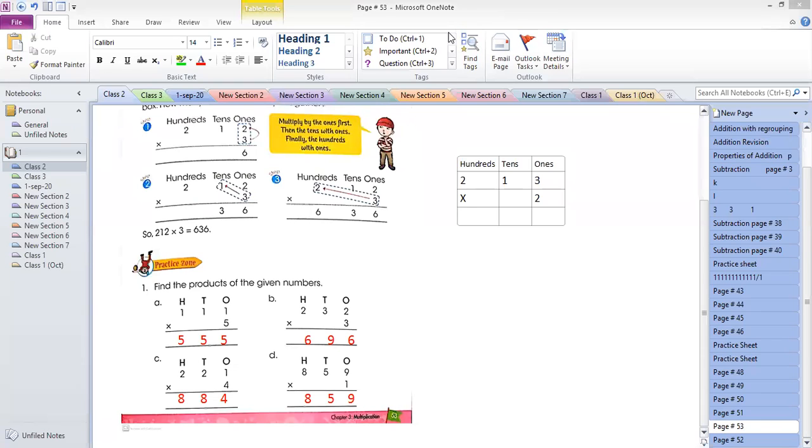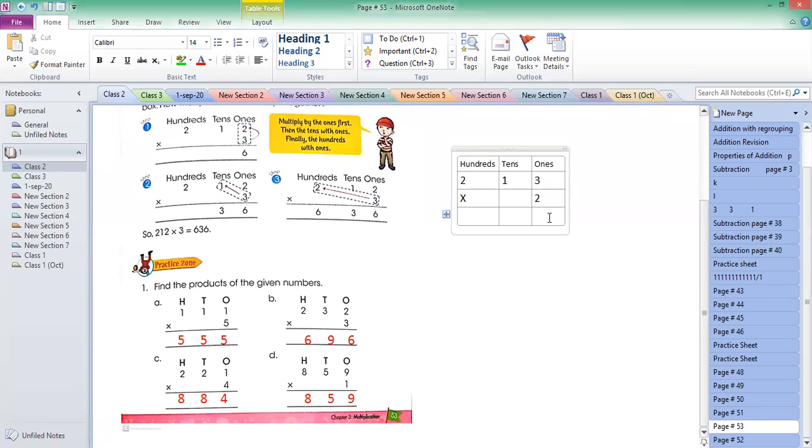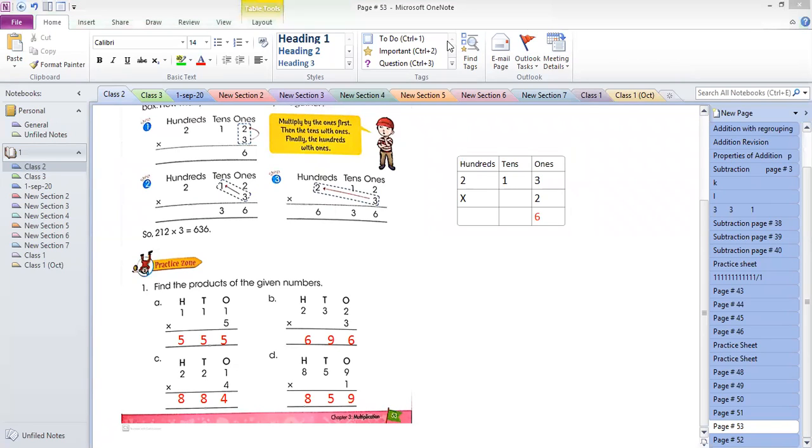Who is this guy? Khalid. What number should I write here in the ones? Yes. 6. Why? Because 3 and 2, it's 6. Very good. 3 multiplied by 2 equals 6. Now close your mic.